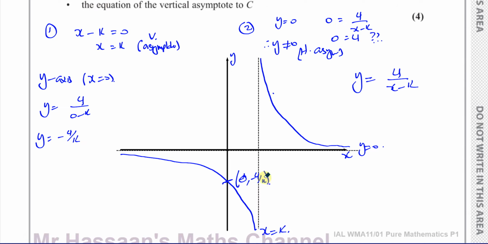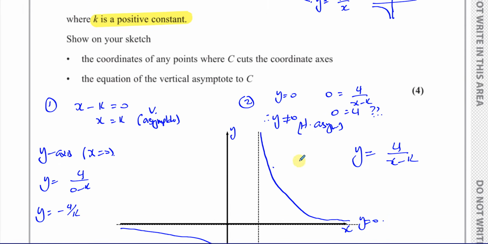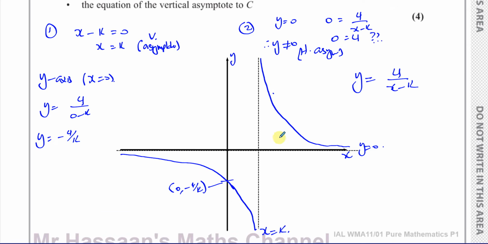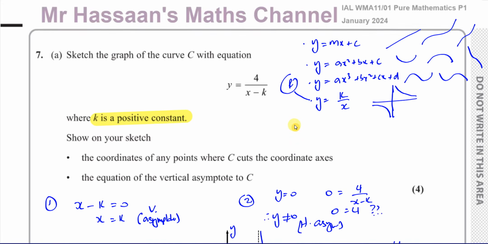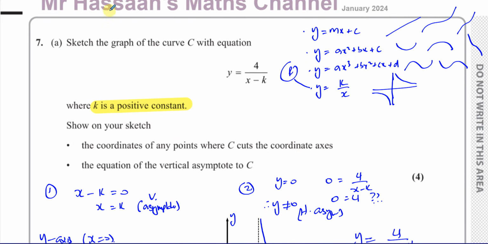Let me put it on that side because there's nothing written on that side. So that's 0, minus 4 over k. That's the point where it crosses the y-axis. So that is the sketch of this curve, y equals 4 over x minus k.